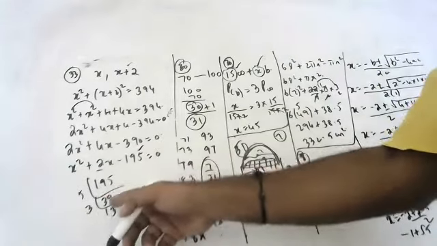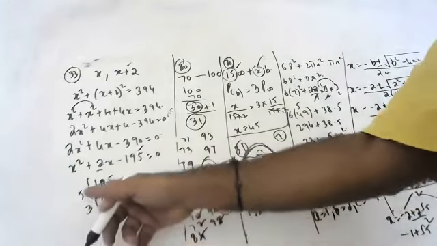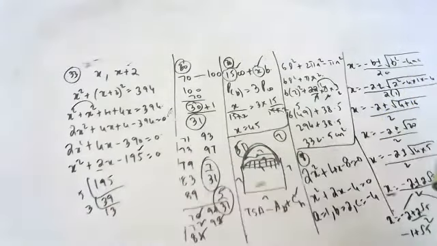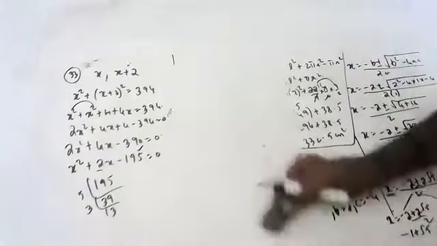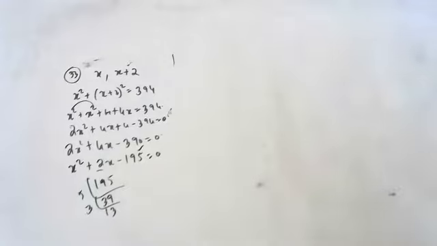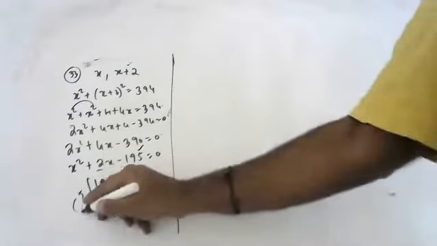5 3s are 15, 5 9s are 45... 15 and 13. Yeah, 15 and 13. Correct, children. Compulsory, you have to show children how you are getting it. 15 and 13, children.